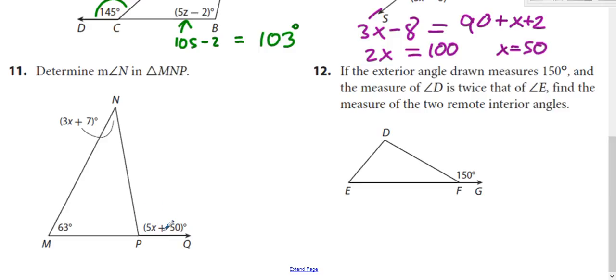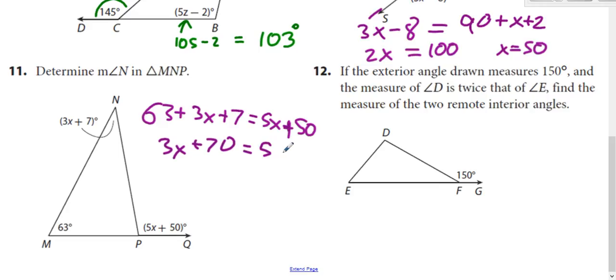So the exterior angle equals the sum of the remote interior angles. So these two angles added up, 63 plus 3x plus 7, equals the exterior angle, 5x plus 50. So 3x, 63 and 7 is 70. Subtract the 3x over here, we get 2x. Subtract the 50 over, you get 20. So x equals 10.